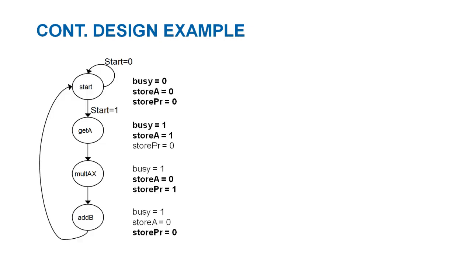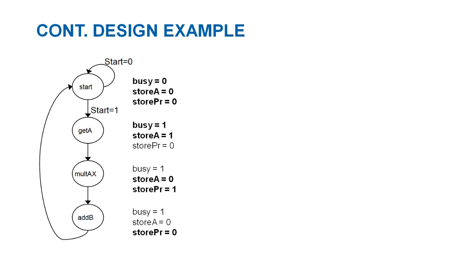Here is an example implementation of the finite state machine with DATAPATH that we are currently examining. It means that we have 4 states: state start, state get A, state multiply X and A, and state add D, B to the multiplication, and of course we go back into the starting state when all these operations are completed. And of course it means that while we are in state start, we can go into the next state only when the start input signal is high.